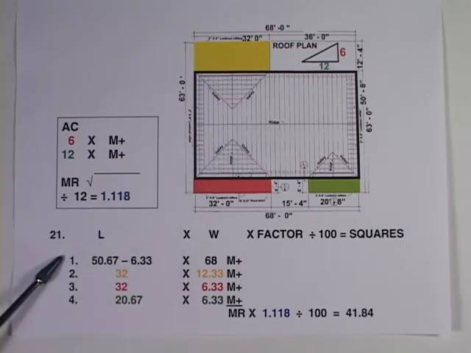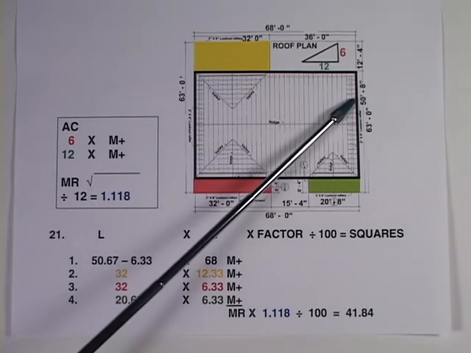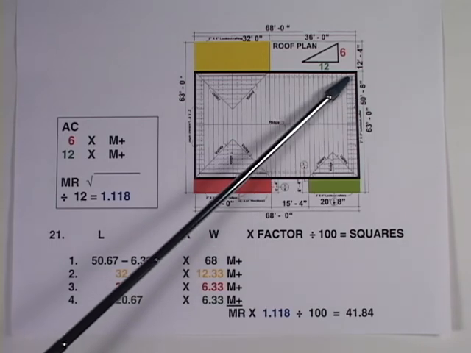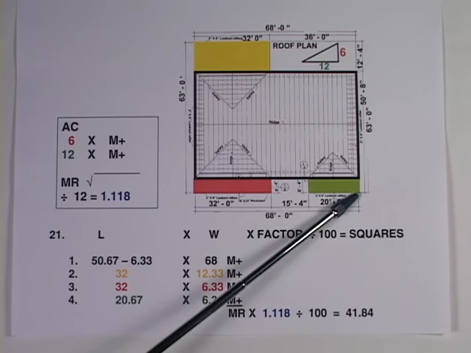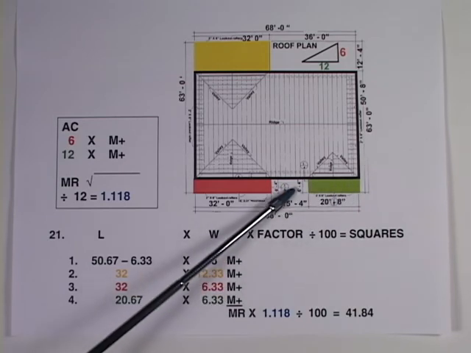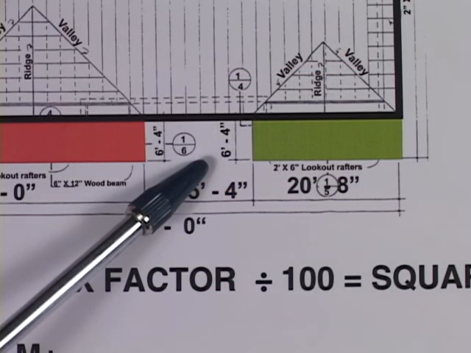Let's find our numbers. And it gets just a wee bit difficult here. If we look over to the right, we'll find 50 feet, 8 inches. That starts from the edge of the roof, but it goes all the way to the outside of the green. Well, we're not figuring the green, so we better take it out. How do we do that? Well, look inside the green. Look close. You're going to see 6 foot, 4 inches.